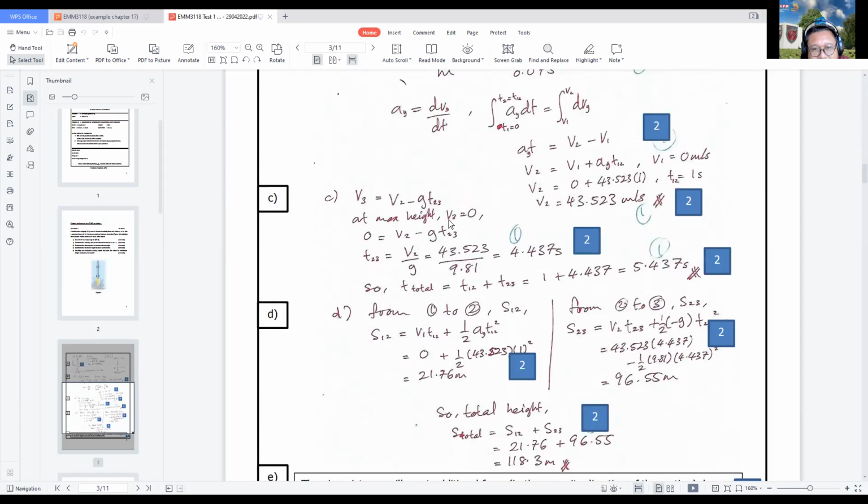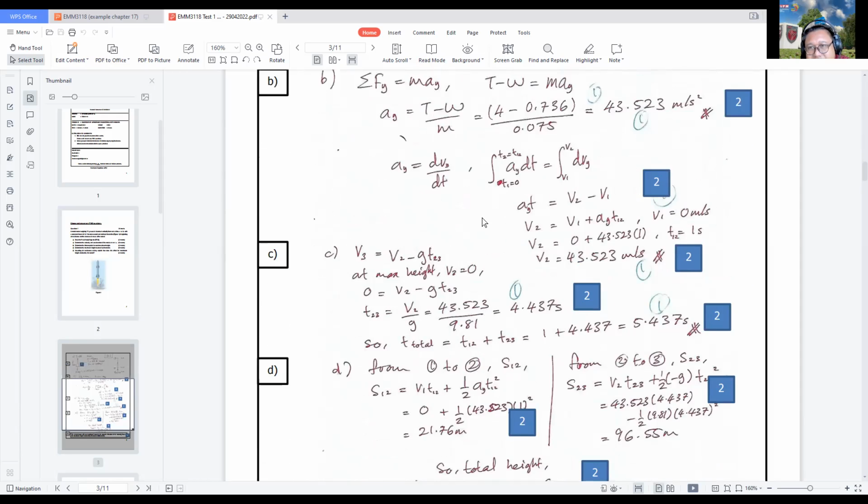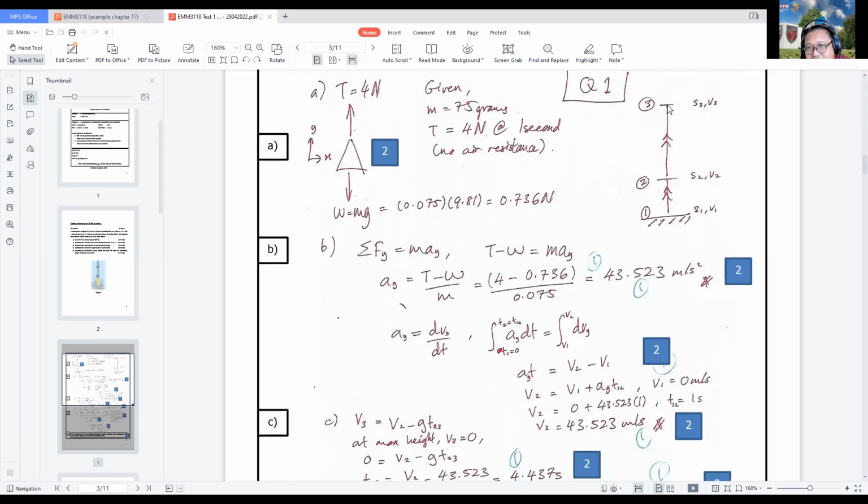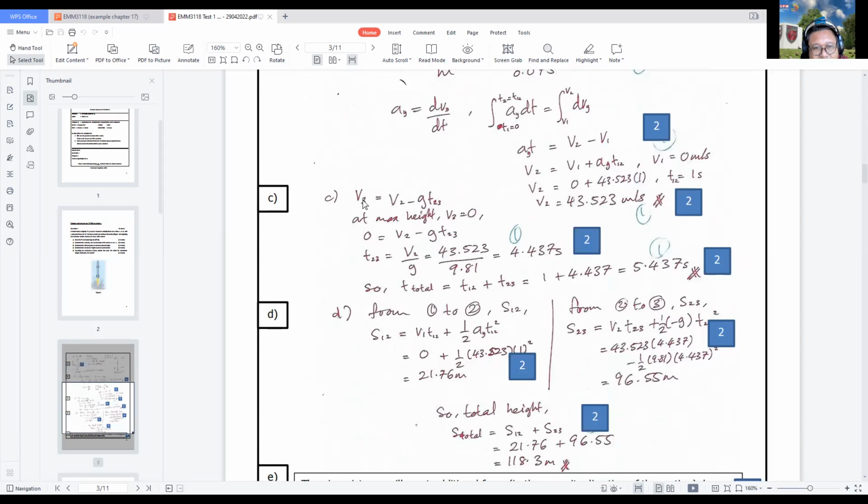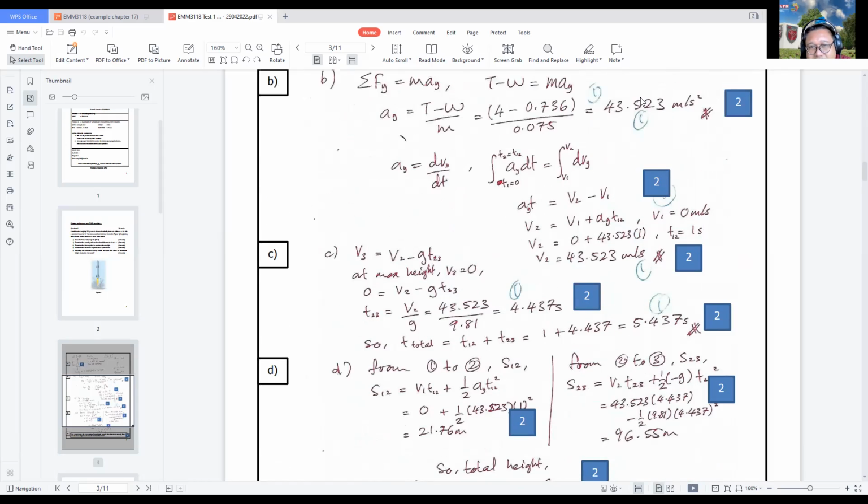So we know that at maximum height, when the rocket reaches point 3, V3 is equal to 0. That's why V3 equals 0, and what you are left with is V2 minus g T23. Since you know V2, which you already calculated here, you put it in and divide by 9.81.